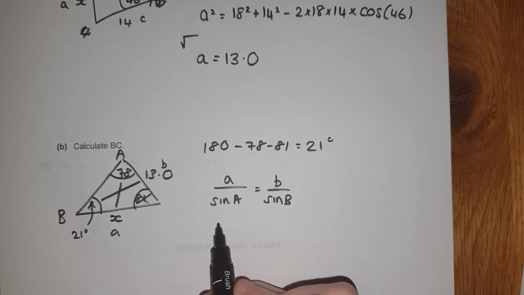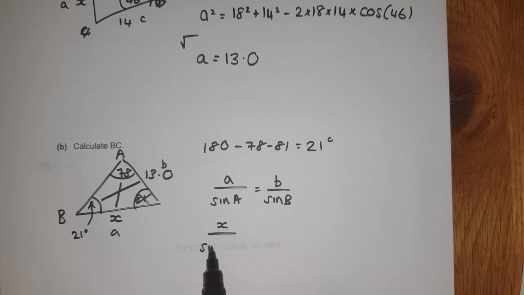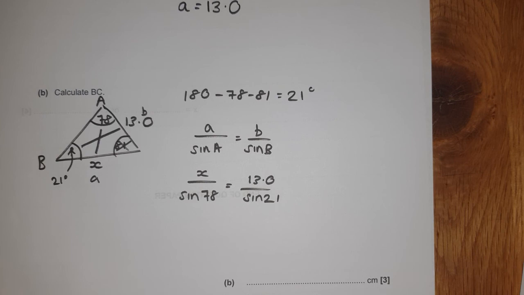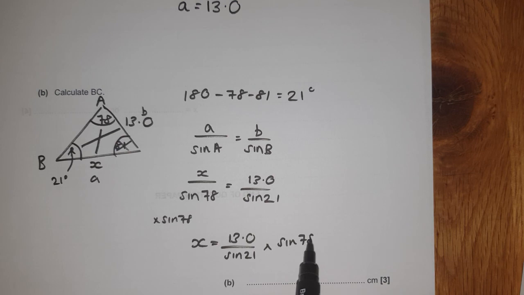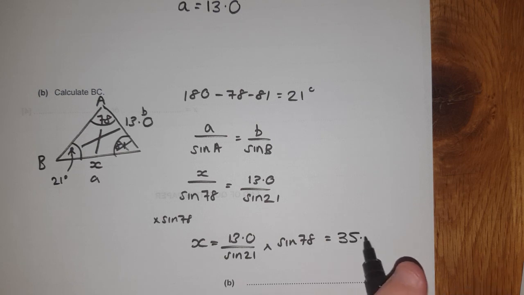All we're going to do is substitute in our numbers. You get x over sine 78 is equal to 13.0 over sine 21. And all you're going to do is rearrange to get x by itself. So we're going to multiply by sine 78. You get x equals 13.0 over sine 21 times by sine 78. Typed straight into your calculator, x works out at 35.5 centimetres.